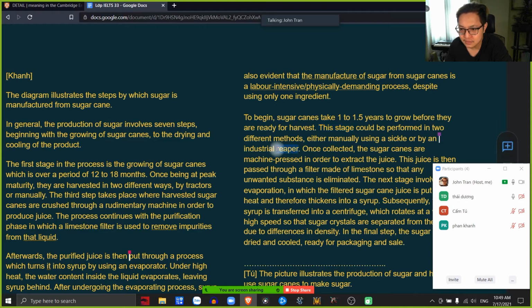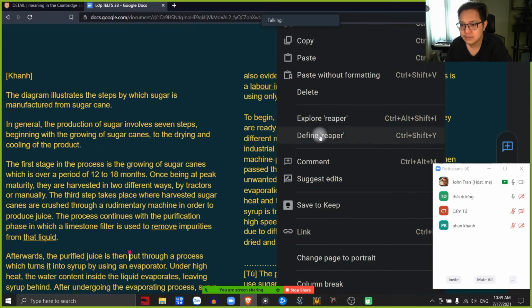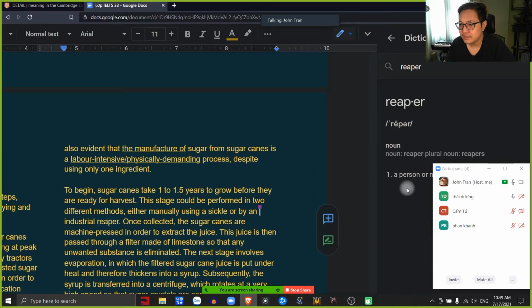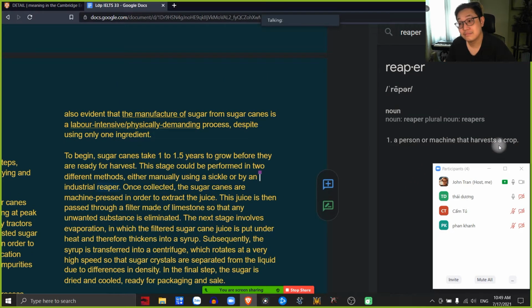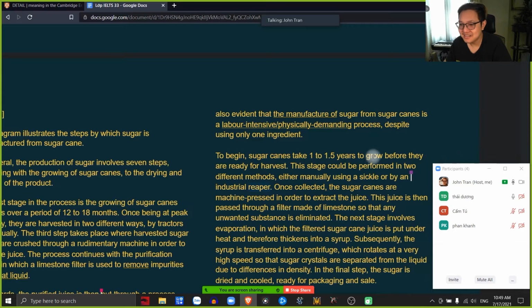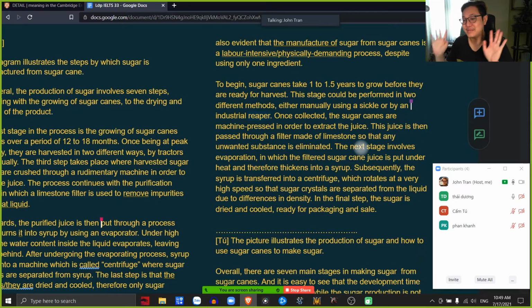What reaper? Are you sure? A reaper is a person or machine that harvests a crop. Okay, reaper, machine that harvests a crop. I thought reaper was something else, you know, death. I've seen so many movies and I thought he was death, reaper.